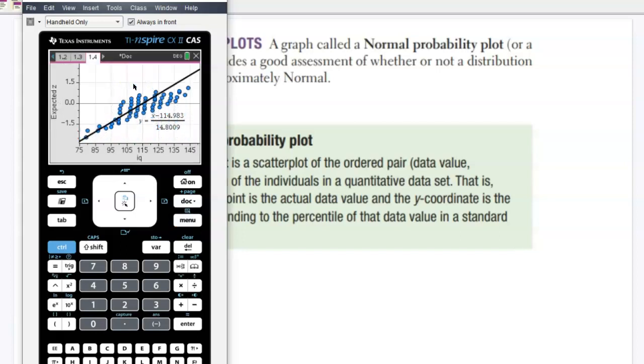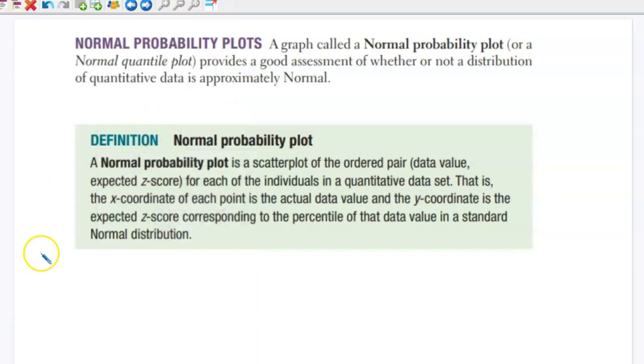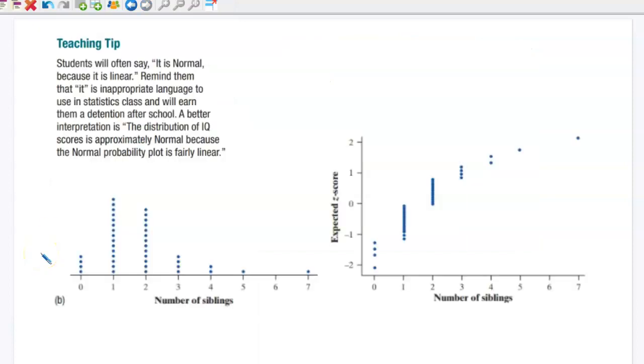So if the data, what I mean by the data are the dots there, all the different points, if those look somewhat close to that linear line, and they roughly do, then you can say this data is approximately normal. Don't say it's normal because it's linear. So the distribution of IQ scores is approximately normal because the normal probability plot is fairly linear.